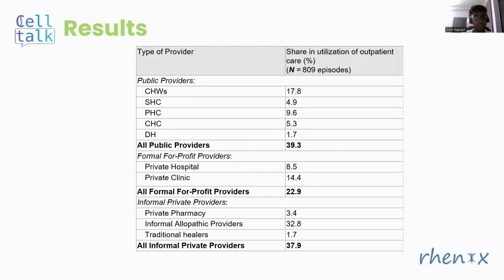So outpatient care is handled by different types of provider. Among three types of provider, the public provider had the biggest share, followed closely by the informal private provider. The formal for-profit private sector had the smallest share in utilization. Among the public providers, CHW had a bigger share than others. Among the formal for-profit providers, private clinics accounted for a greater share of utilization than the private hospital.